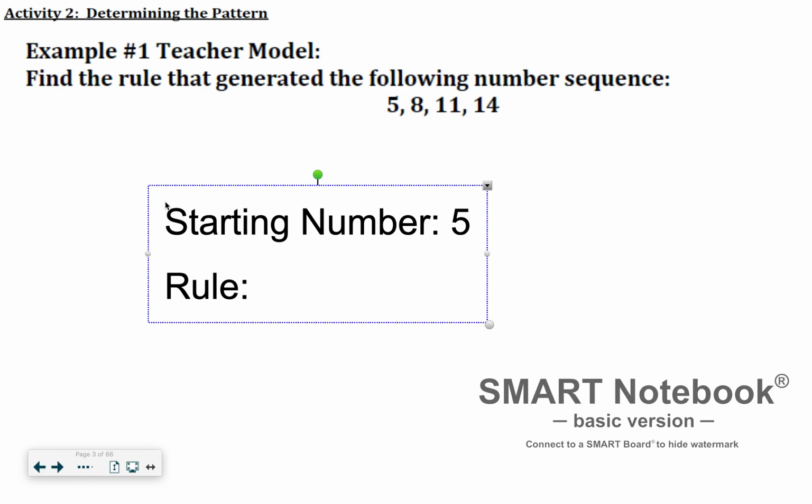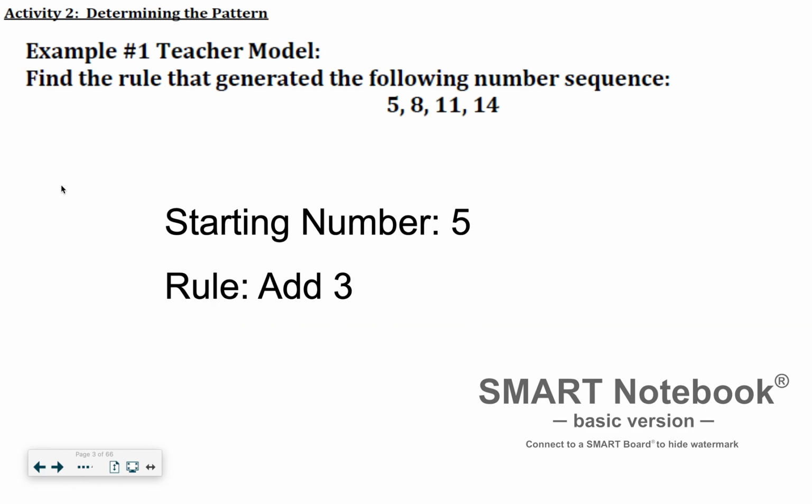5 plus 3 is 8. 8 plus 3 is 11. And 11 plus 3 is 14. Wow, so our rule must be to add 3. And that's it. It won't always be easy peasy addition. It might be division or multiplication, so don't be tricked.